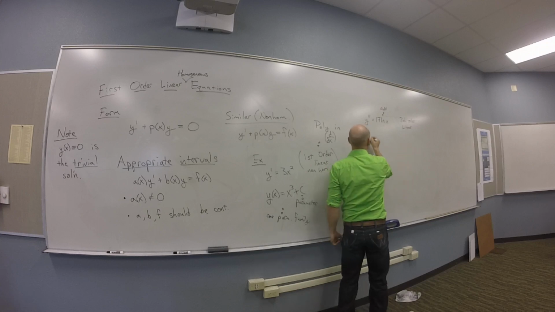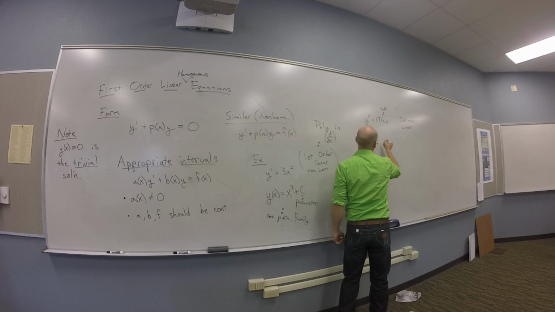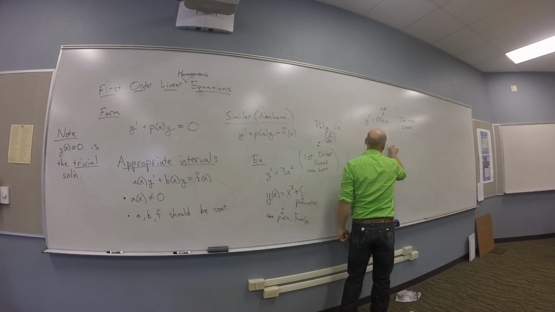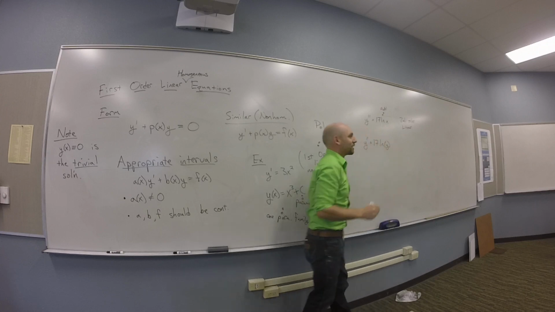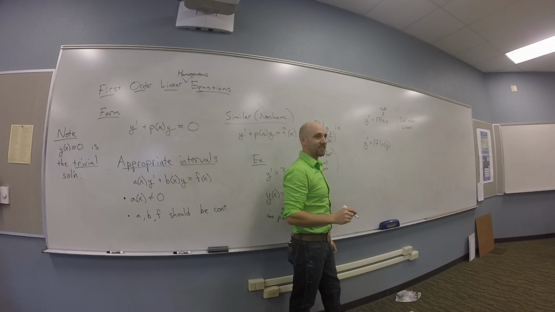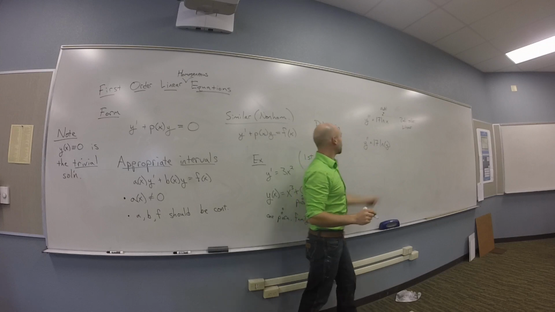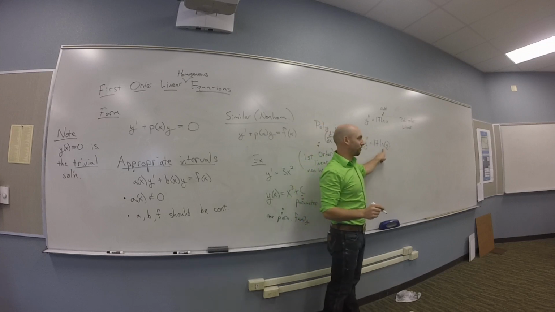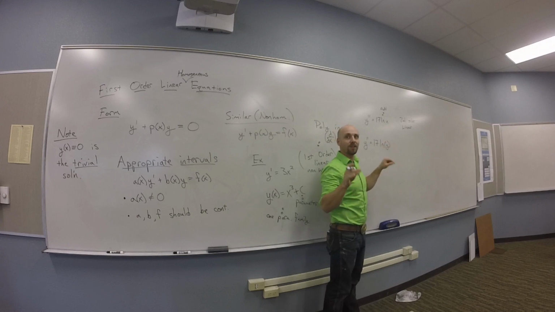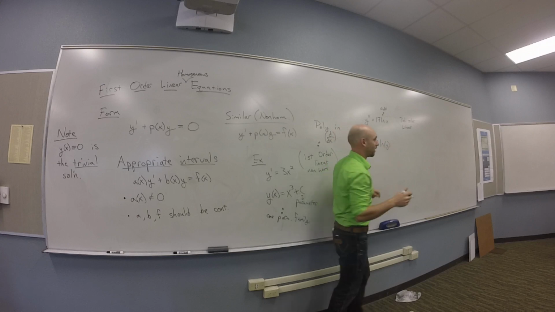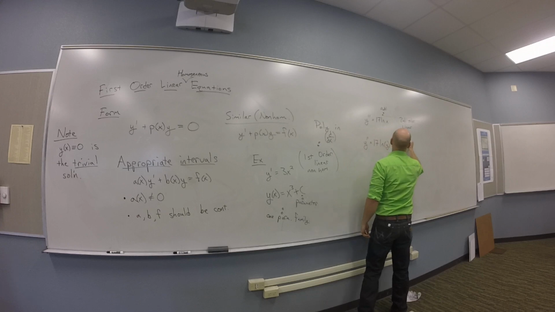So if I had y double prime equals 17 natural log of y, this would be a major problem. This is nonlinear. You guys see why? Because I fed the y into a natural log, so I have no longer just bare y's kicking around. I have a function of y. This thing is second order and nonlinear.